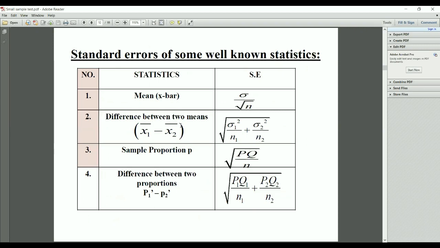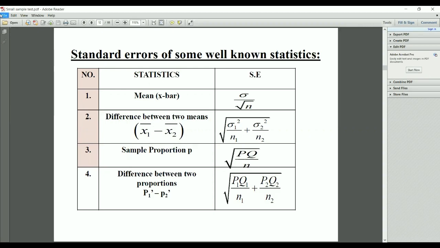If you want to calculate the standard error of the mean, the formula is sigma upon root n. For the difference between two means, x1 bar minus x2 bar, the standard error is the square root of sigma 1 square upon n1 plus sigma 2 square upon n2, meaning this sample's standard error and that sample's standard error.